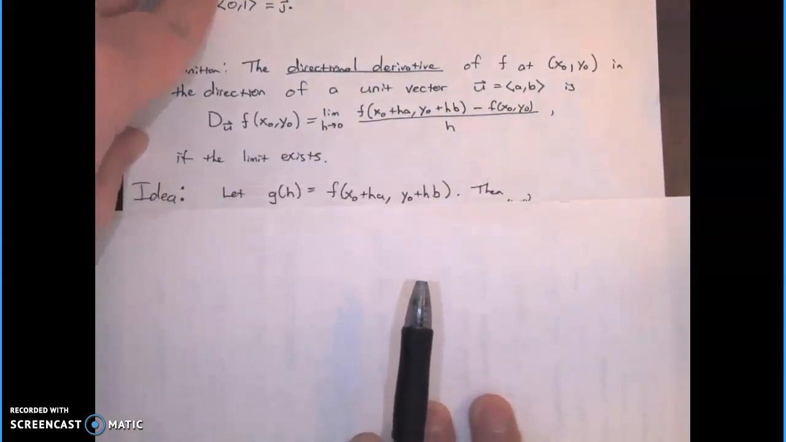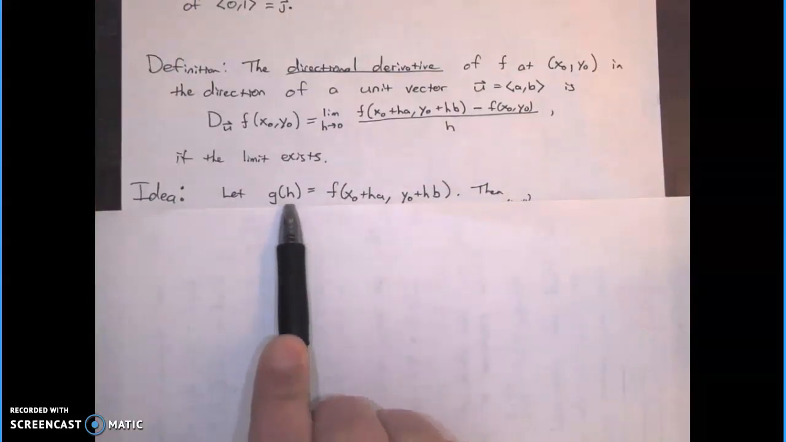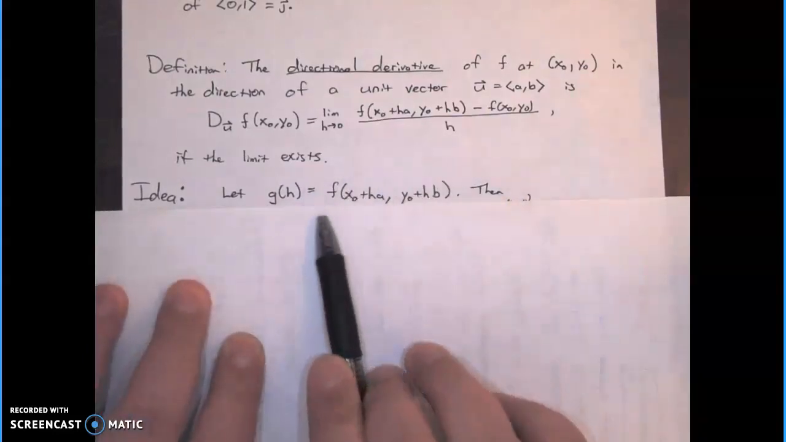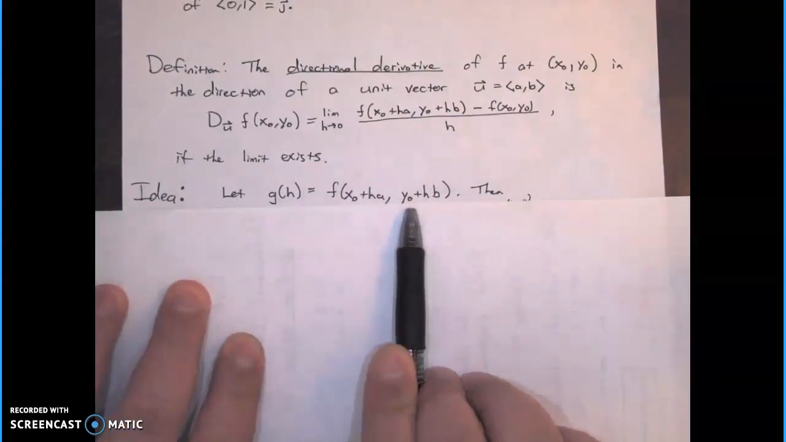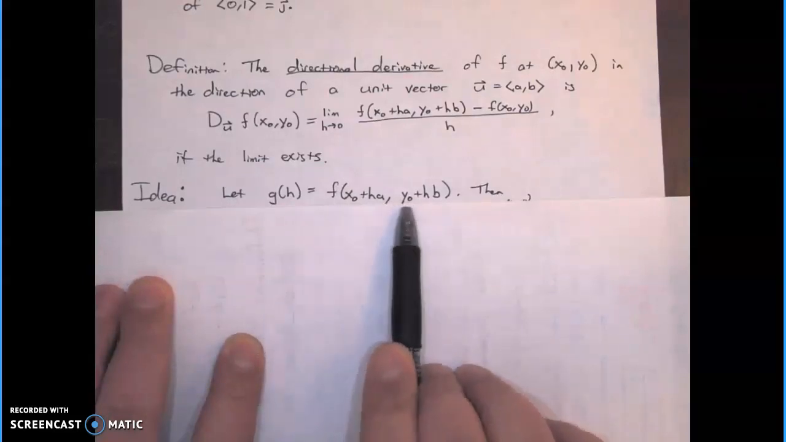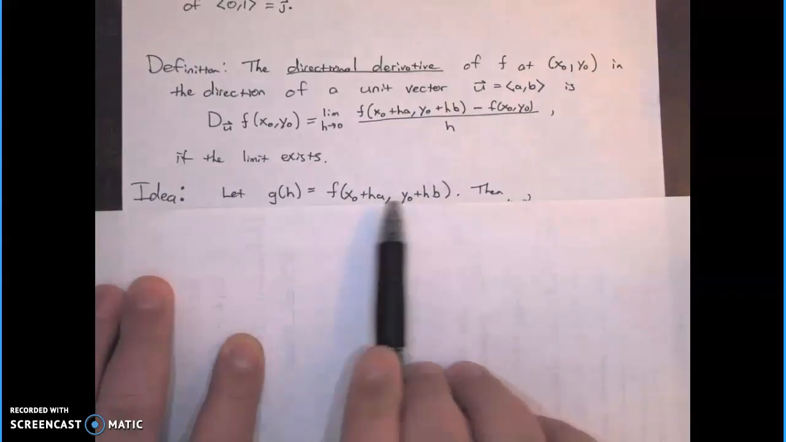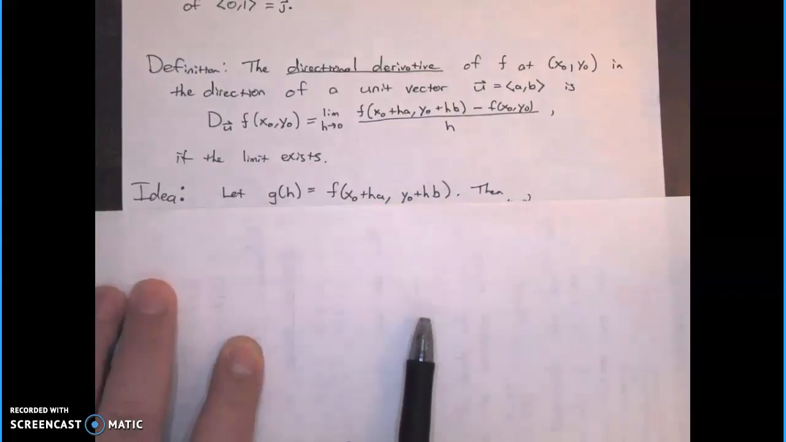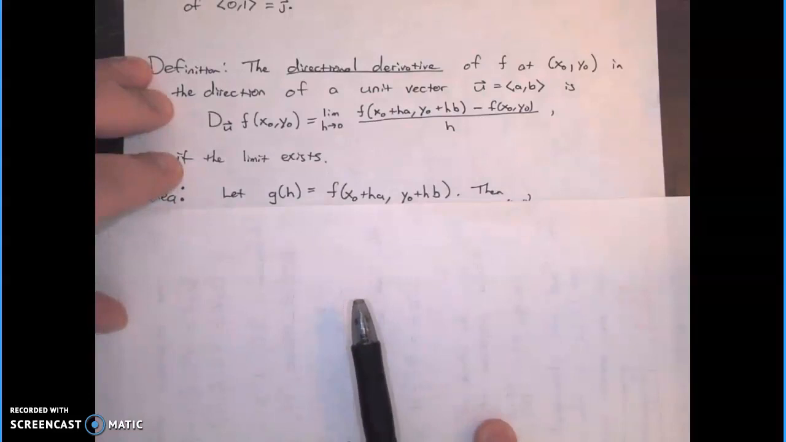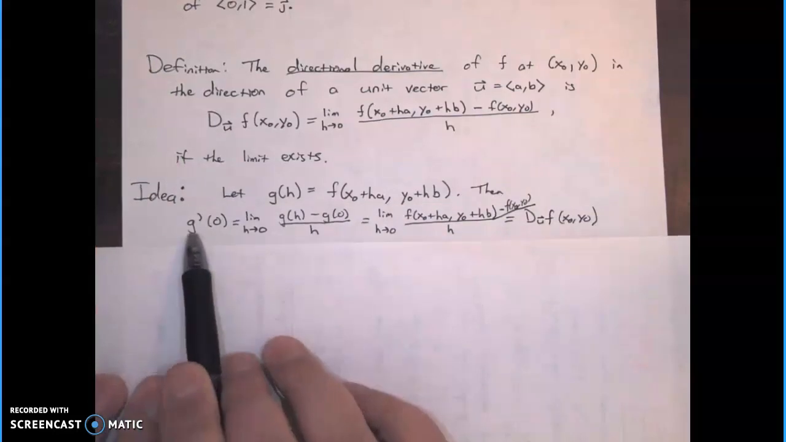First, I'm going to define this function g. That's just a function of one variable, this h parameter. If you look at what I'm defining g as, it's f of x naught plus ha, y naught plus hb. It makes sense to define it in terms of just h, because x naught, y naught is a fixed point, and a b is a fixed vector. The only thing that's changing here is h. So I can define it as a function of one variable, and if it's a function of one variable, I can think about its ordinary derivative, so g prime. And let's look at g prime of 0.